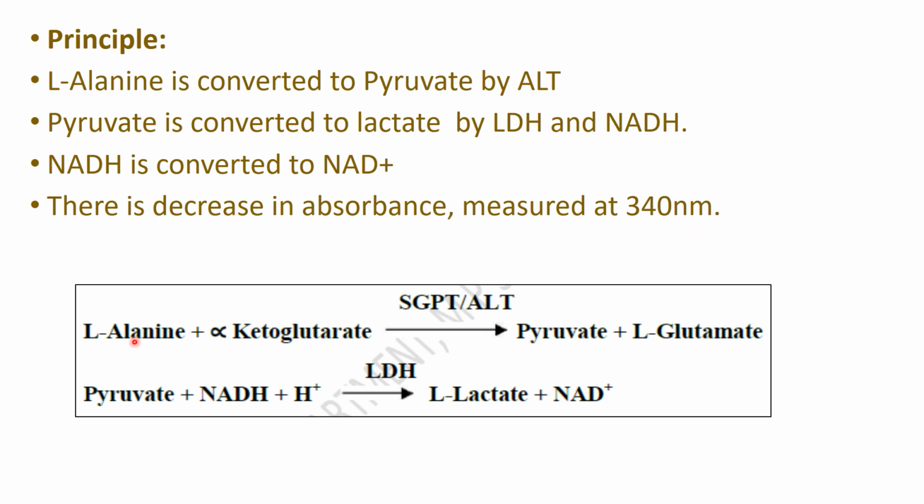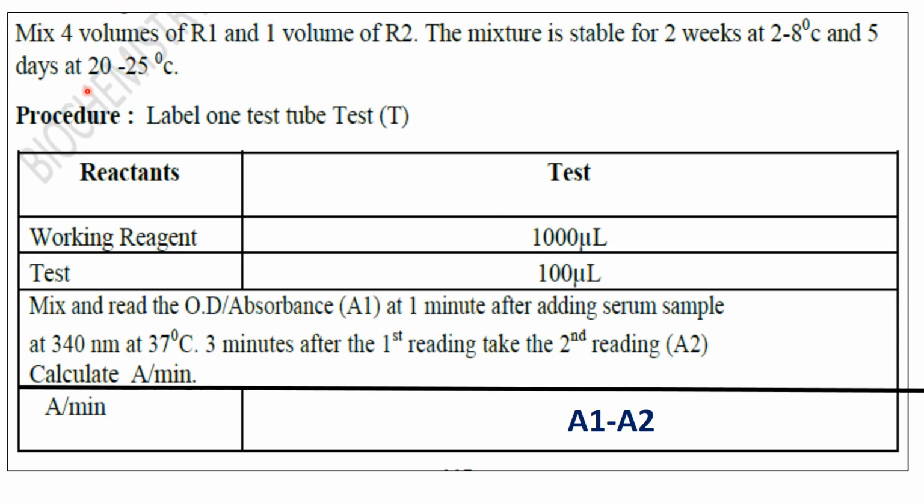So all these, this alanine, alpha ketoglutarate, pyruvate, all these are present in the reagent. The patient sample will have SGPT enzyme whose activity has to be measured. So the more the activity, greater will be the decrease in absorbance. So how do we do this? First we have to make a working reagent. Now in working reagent, we will mix 4 volumes of R1 and 1 volume of R2. The mixture is stable for 2 weeks at 2 to 8 degrees Celsius and 5 days at 20 to 25 degrees Celsius.